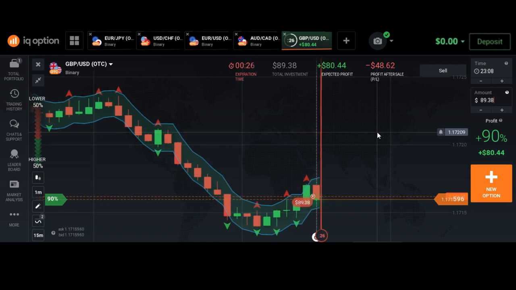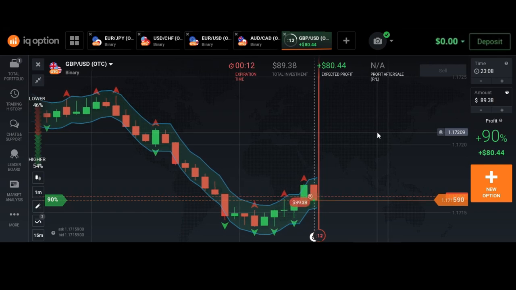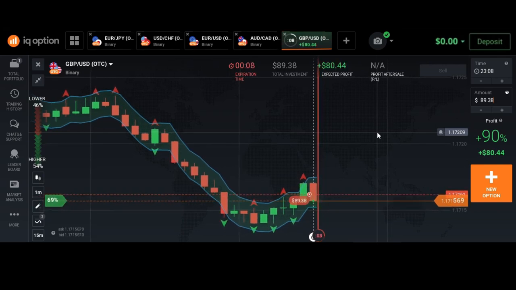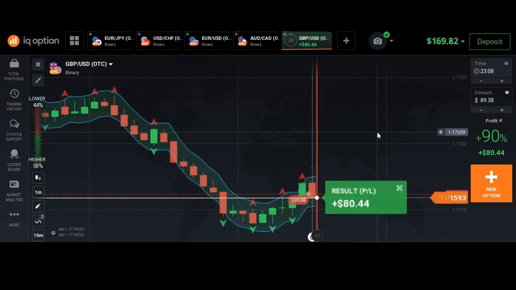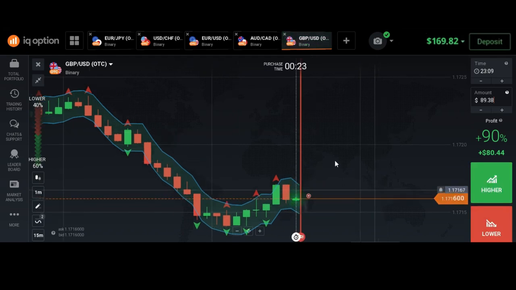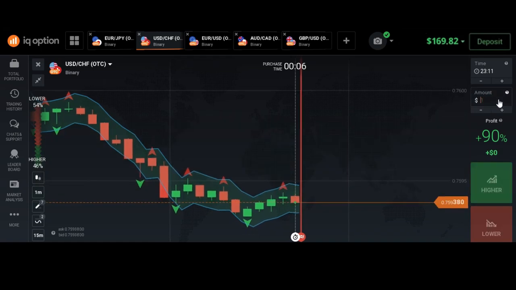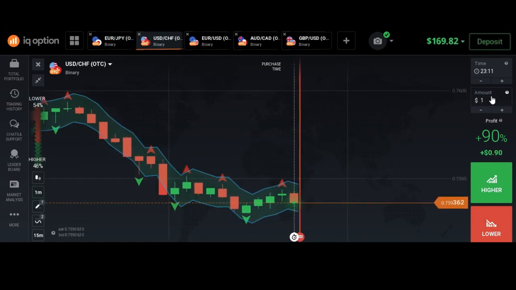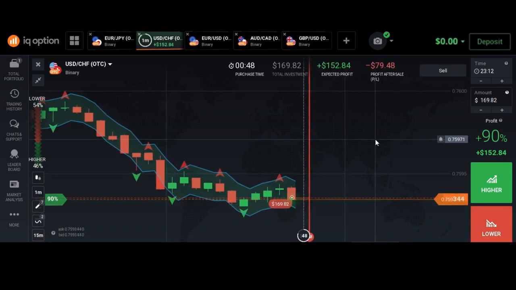We see that the operation is going well. The general trend of the graph is bearish, so it can be a winner. Cool. Guys, we already have the account at $169. Let's keep looking for operations. Here is a very good entry.